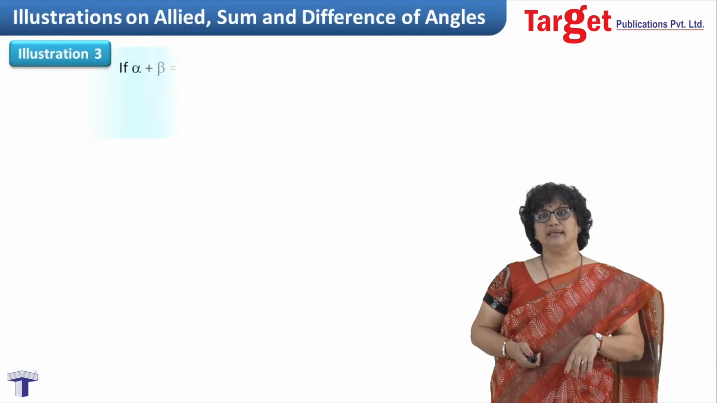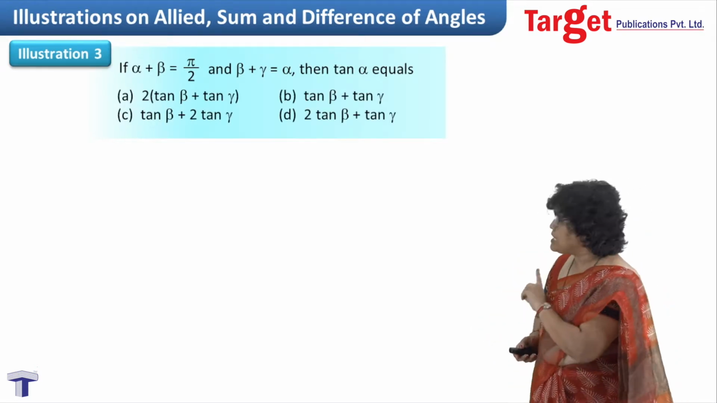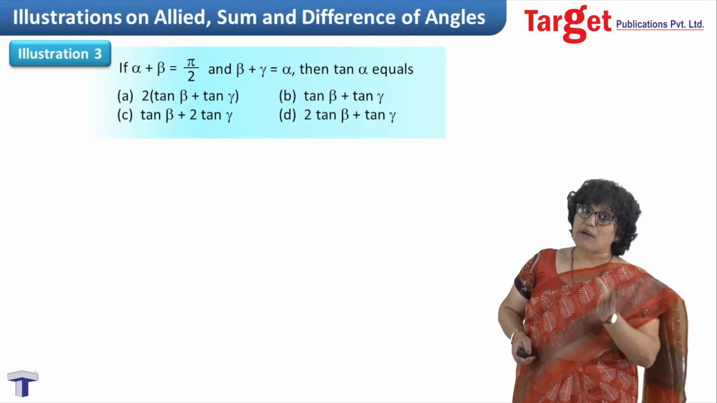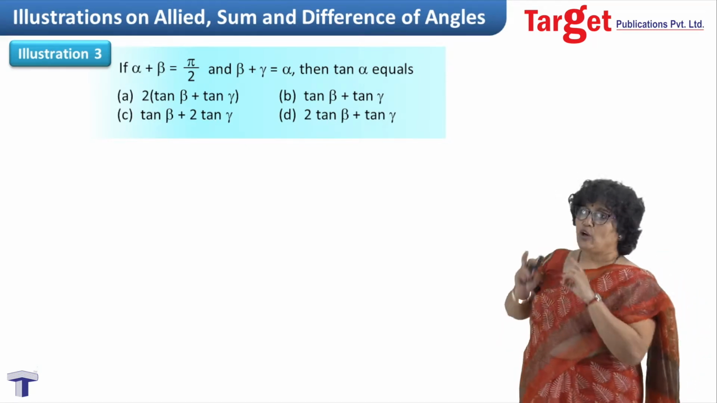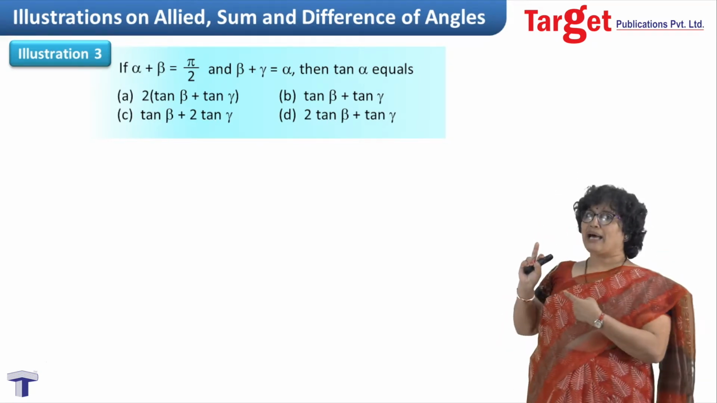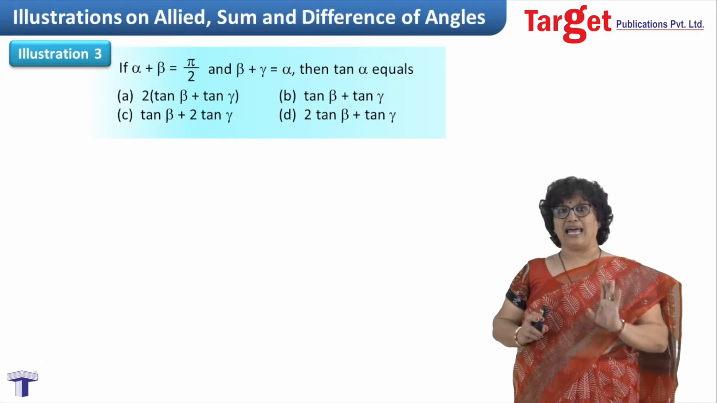The next one says that α plus β is given to be π by 2, and β plus γ is given to be α. And we have to write tan α. Look at the four options: they are all in terms of tan β and tan γ.